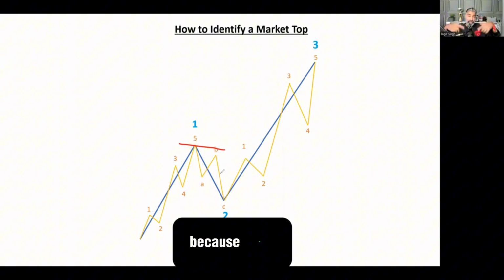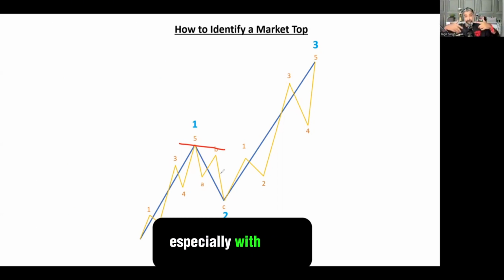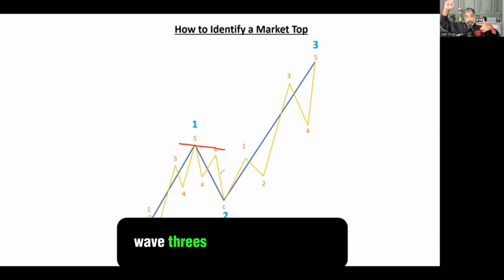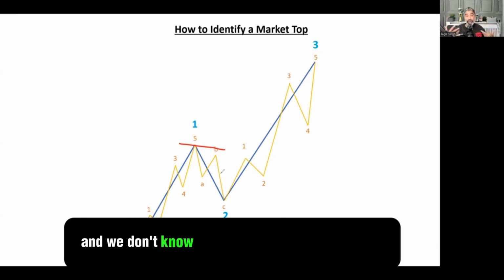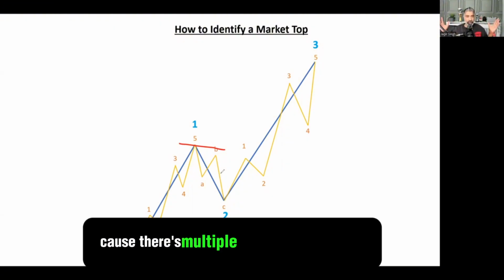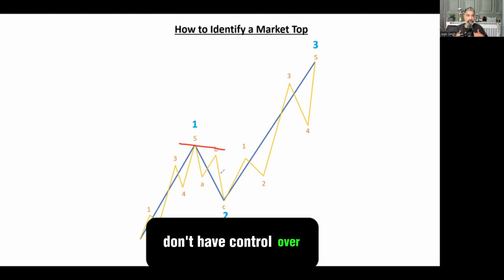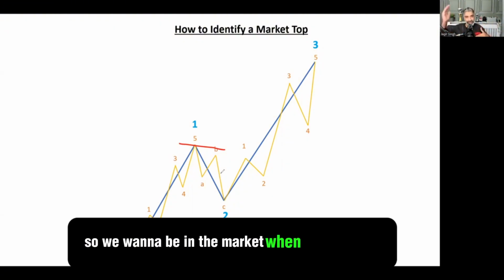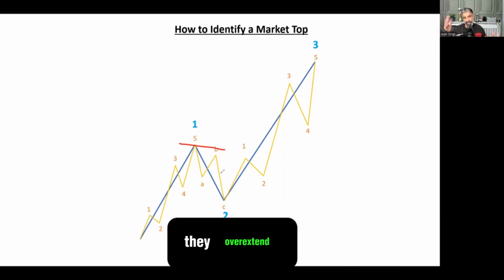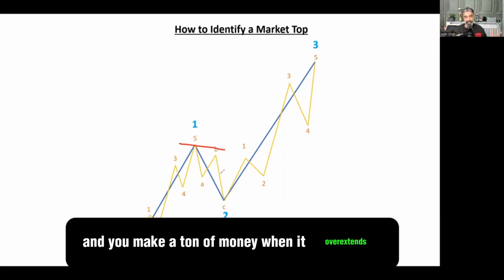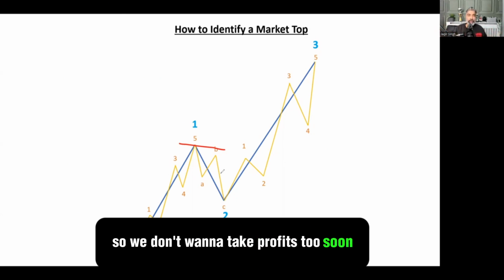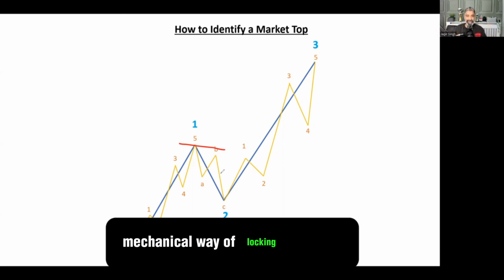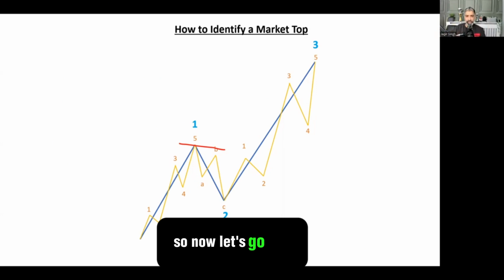Why? Because often, especially in crypto, especially with wave 5s or wave 3s, sometimes that last wave can overextend, and wave 3s can also overextend. And we don't know when they're going to overextend because there's multiple forces at play that we don't have control over. So we want to be in the market when it does. And 5-10% of the time they overextend, and you make a ton of money when it overextends. So we don't want to take profits too soon, but we want to have a logical, mechanical way of locking in profits. So now let's go into the chart again.